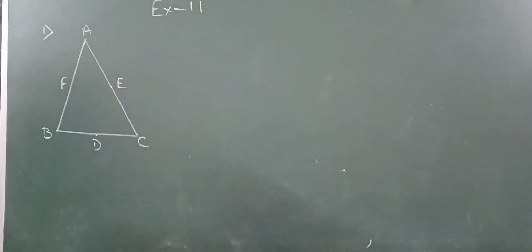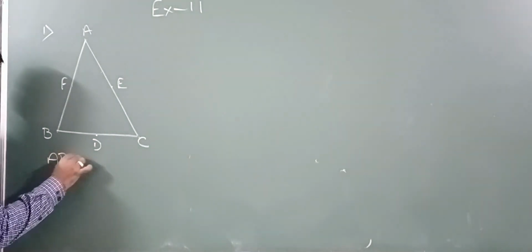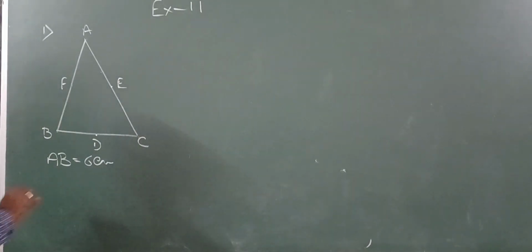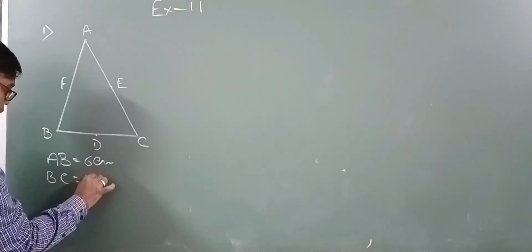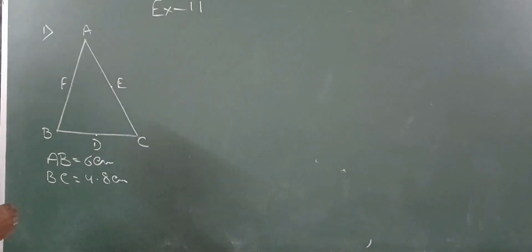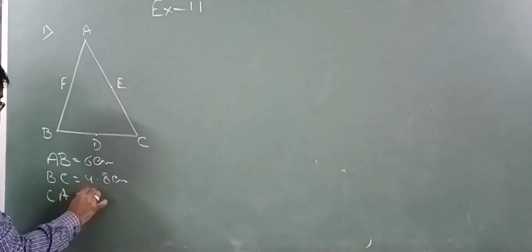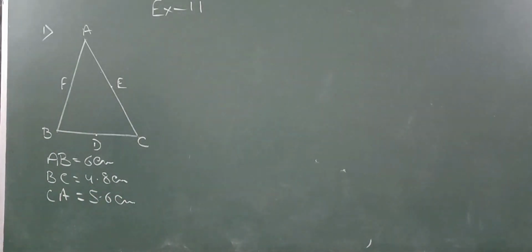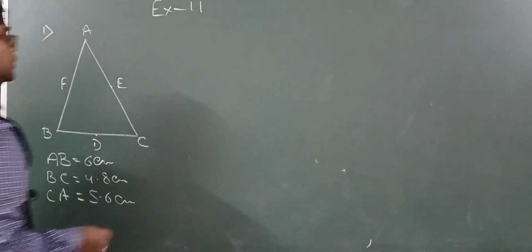This is the question. It also says that AB equals 6 centimeter, the measurement of AB is given to you, and BC equals 4.8 centimeter, and CA or AC equals 5.6 centimeter. Clear? So the question says to find the area of trapezium FBCE and of triangle DEF. So what is our work?